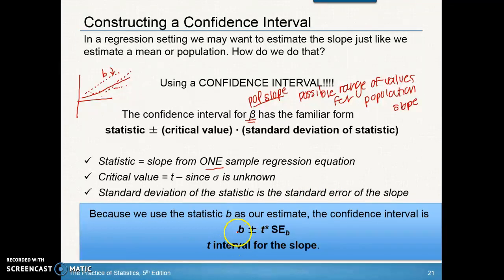So this is your t-interval for the slope. This b is your slope from a sample, notice it's little b. Critical t, same exact thing that we did before, just remember your degrees of freedom in this case are going to be n minus 2. And your standard error of your slope, you're going to be given a formula to find the standard error of the slope, which is your b over your test statistic t.